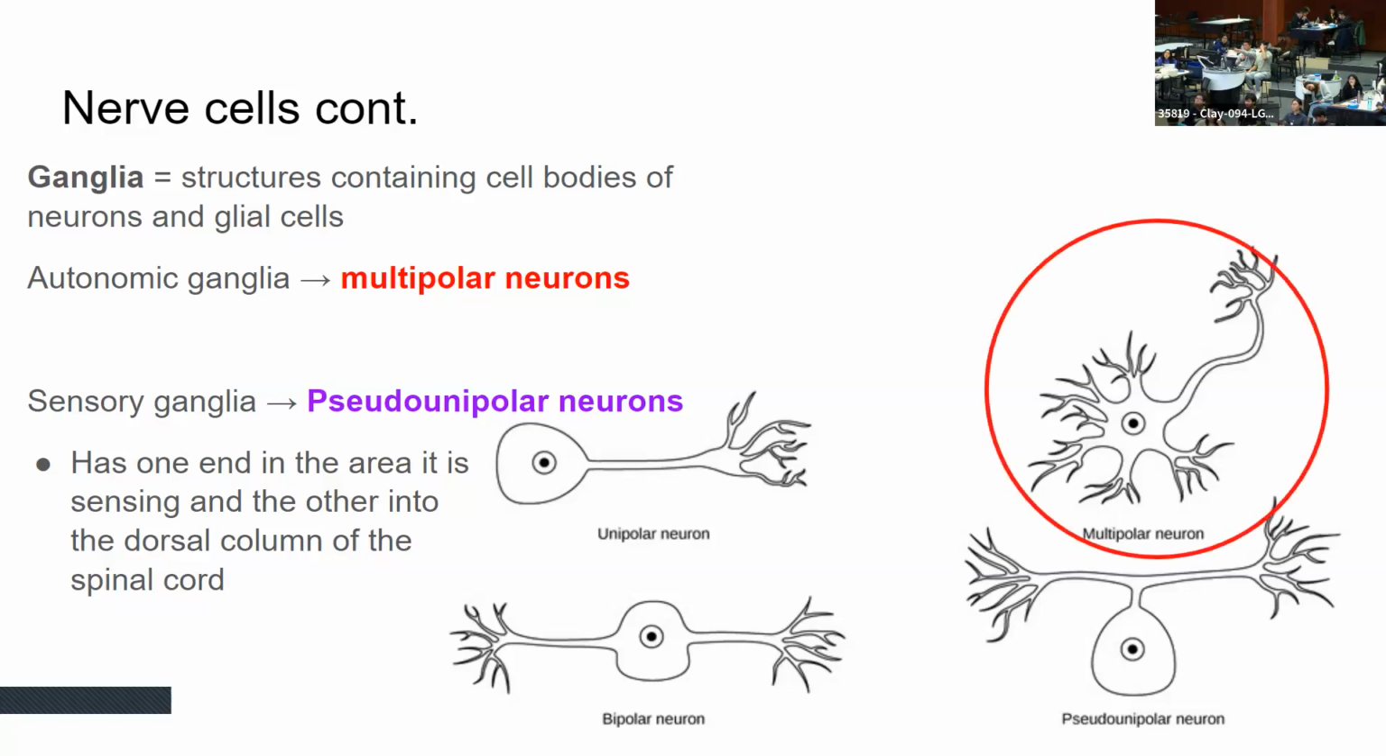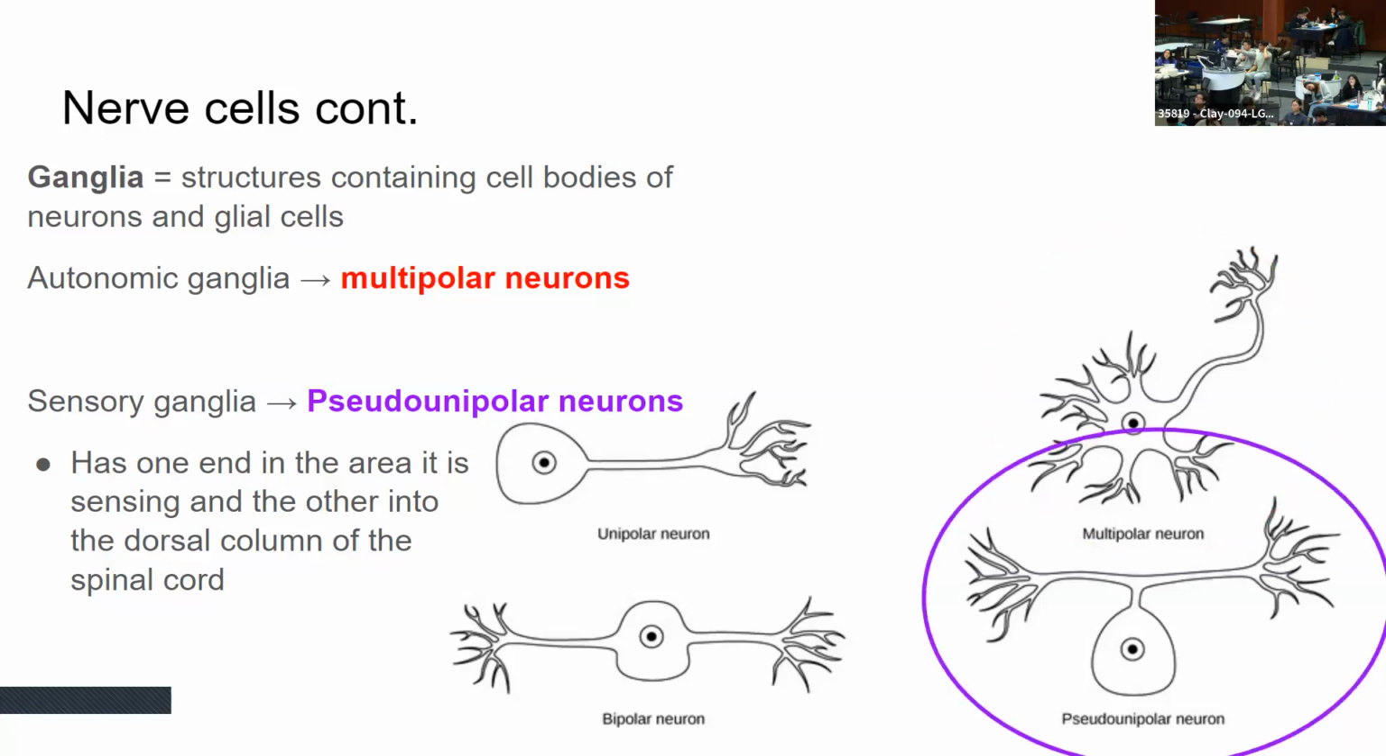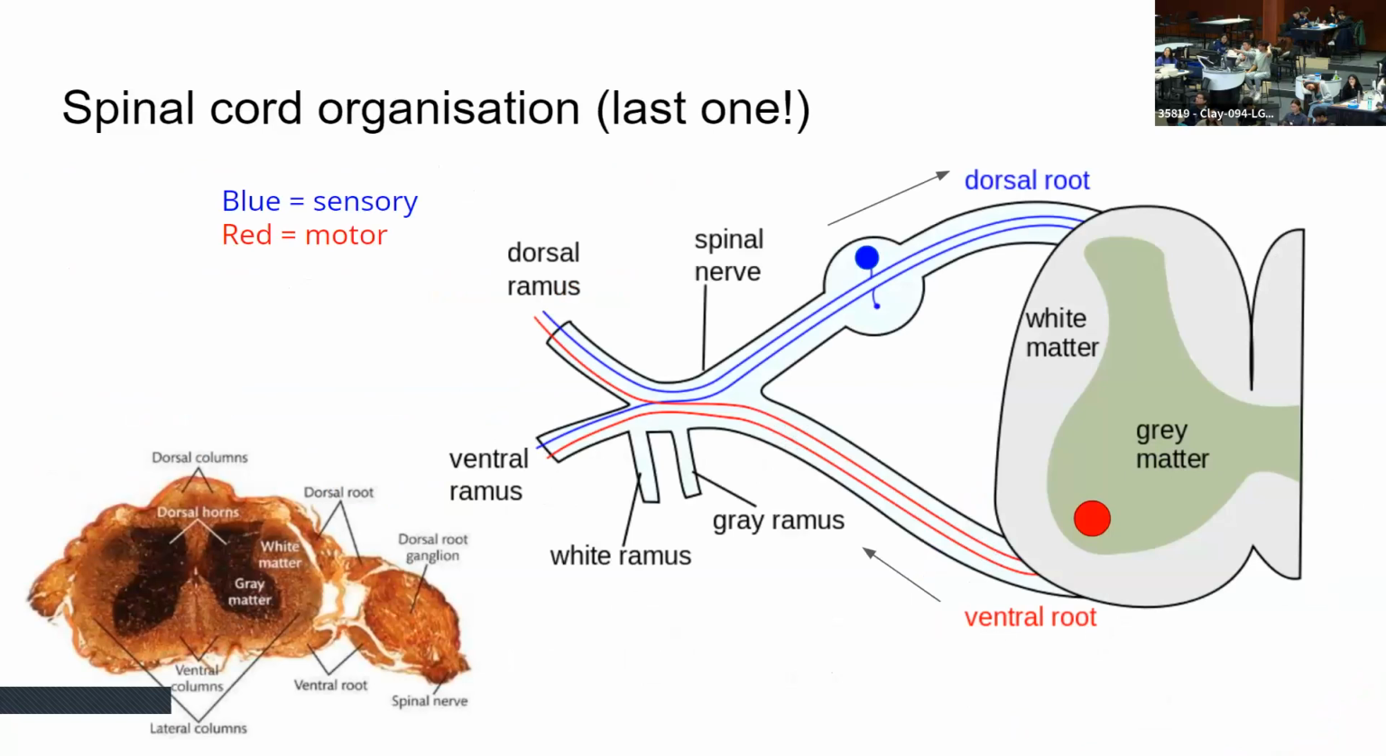Now, I'm pretty sure you guys have run over this already, so I'm not going to run through this one again. This is just looking at your different types of neurons. And there's your spinal cord organization, which you've also run through.